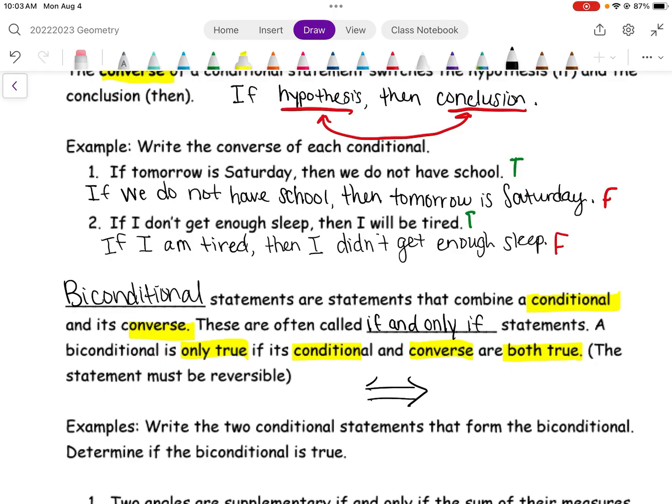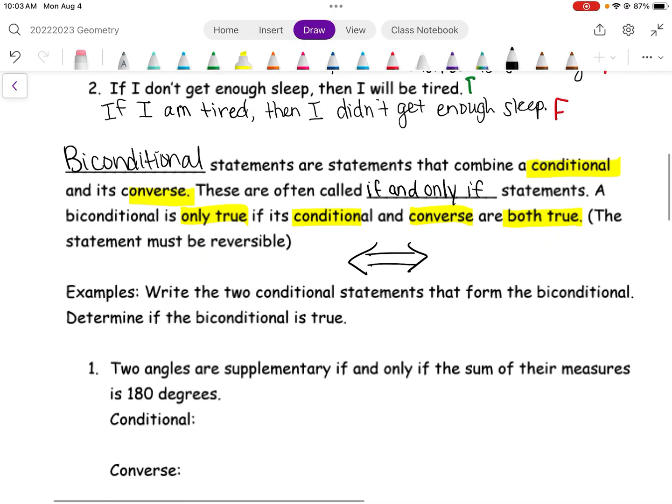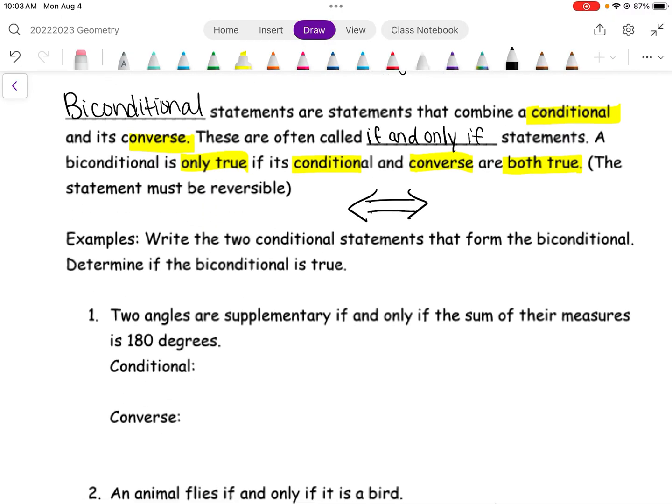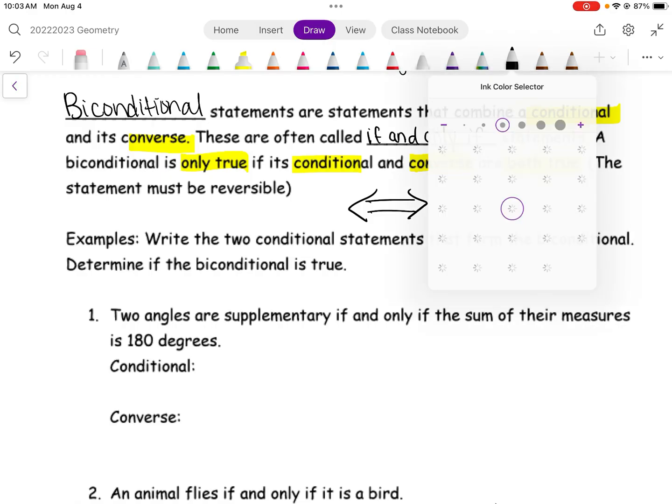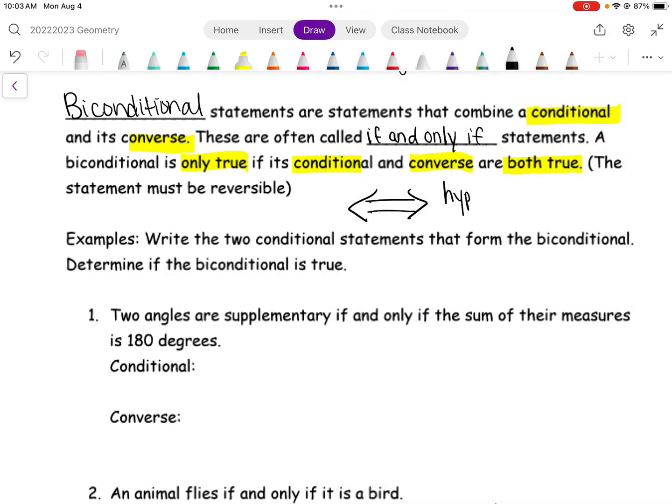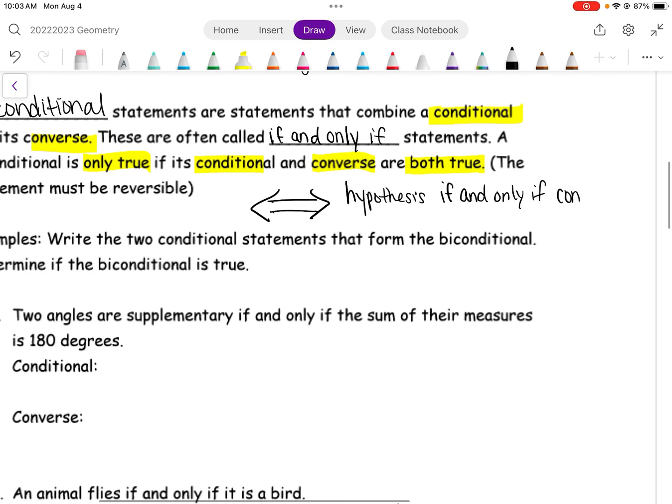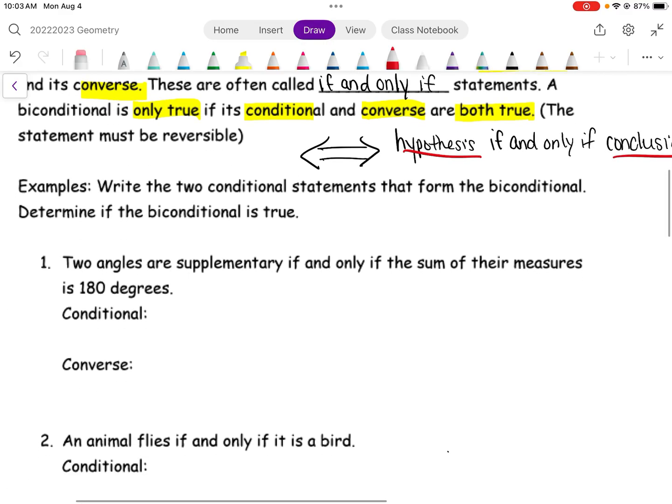So if and only if, it has a symbol, looks like this. It's a statement that's reversible. It works both ways. Okay, so we're going to break this into pieces. First, we're going to look at biconditional statements. Biconditional statements are always in the format of hypothesis, if and only if, conclusion. So you have the hypothesis part, and then it sticks if and only if, and then it has the conclusion. So it's not an if-then form.